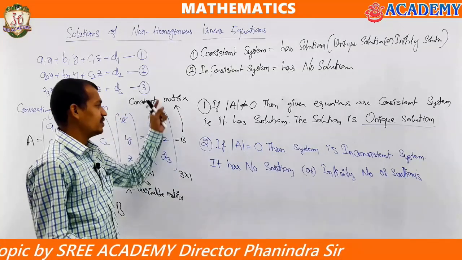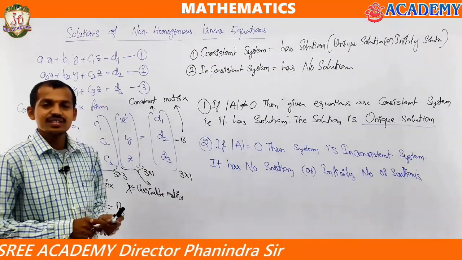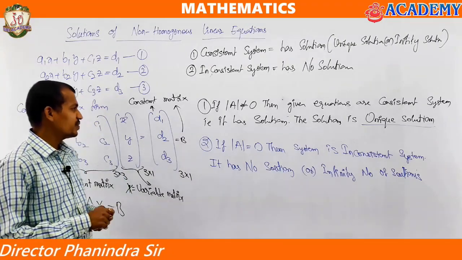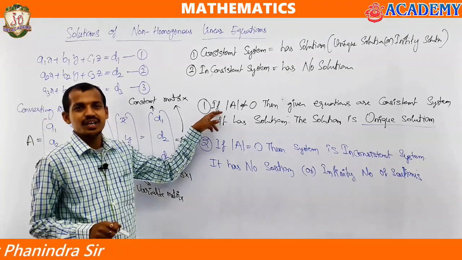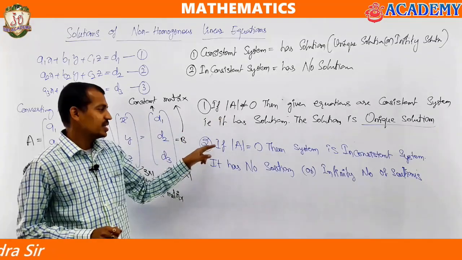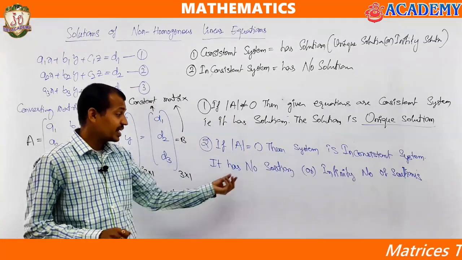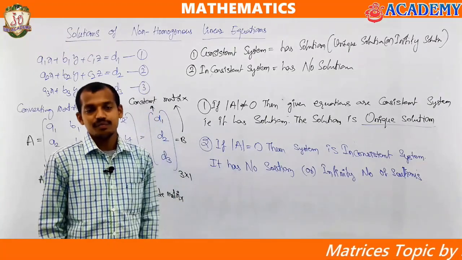He will give 3 equations, he will ask whether it has a unique solution, no solution, 3 solutions, or none. If you find the determinant and you are getting determinant not equal to 0, it has a unique solution. If determinant equal to 0, no solution or an infinity number of solutions. If you are getting these both options, then we'll see how to do.